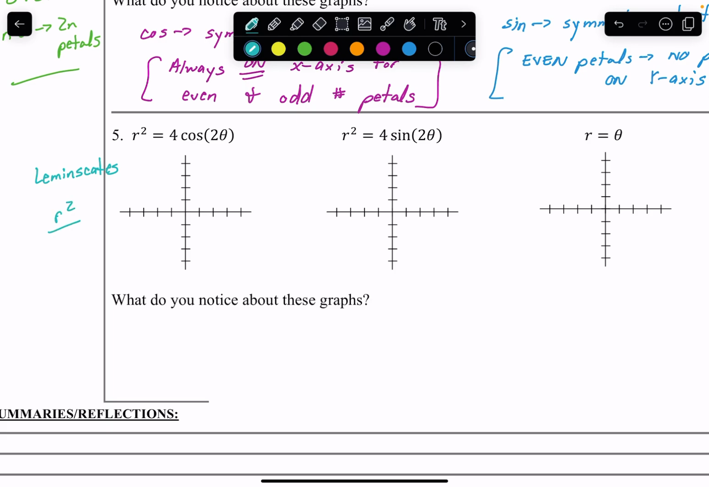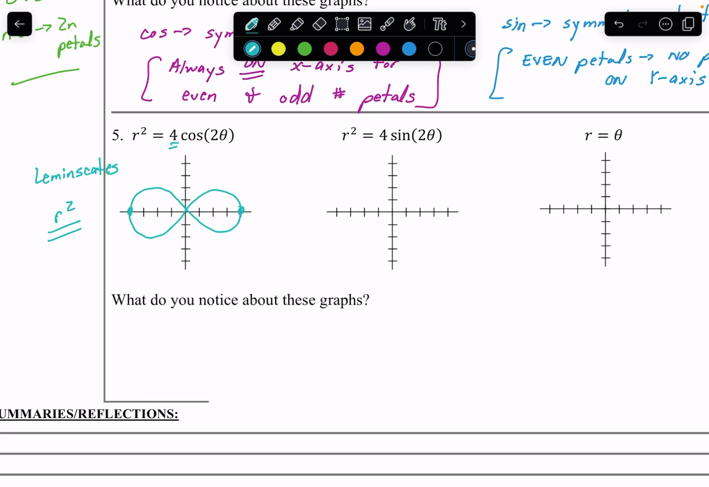And it always starts off as r squared. But basically, this is going to end up looking like infinity. So 4 is going to go all the way out to 4 on this side, and then we're going to go negative 4 on this side. You basically end up with this shape right here.